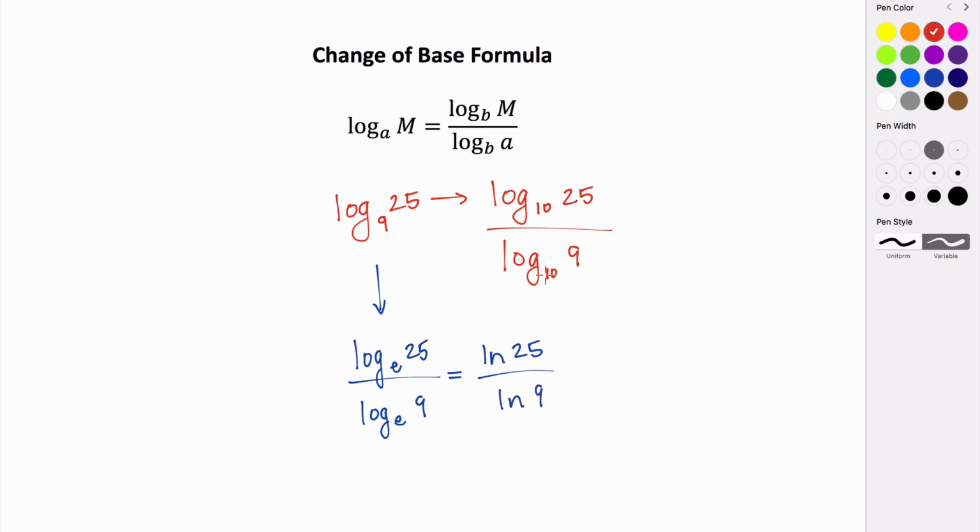And also typically common log isn't written like this. When you just see log and you don't see a base written, that means that it's log base 10, which is the common log. And then you would just take these values, plug them into your calculator, and do the division.